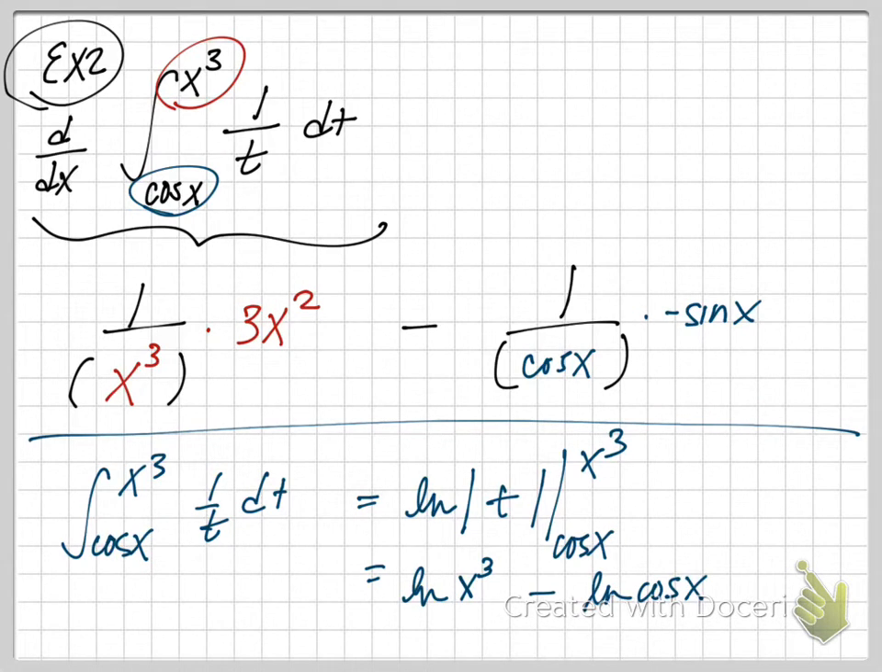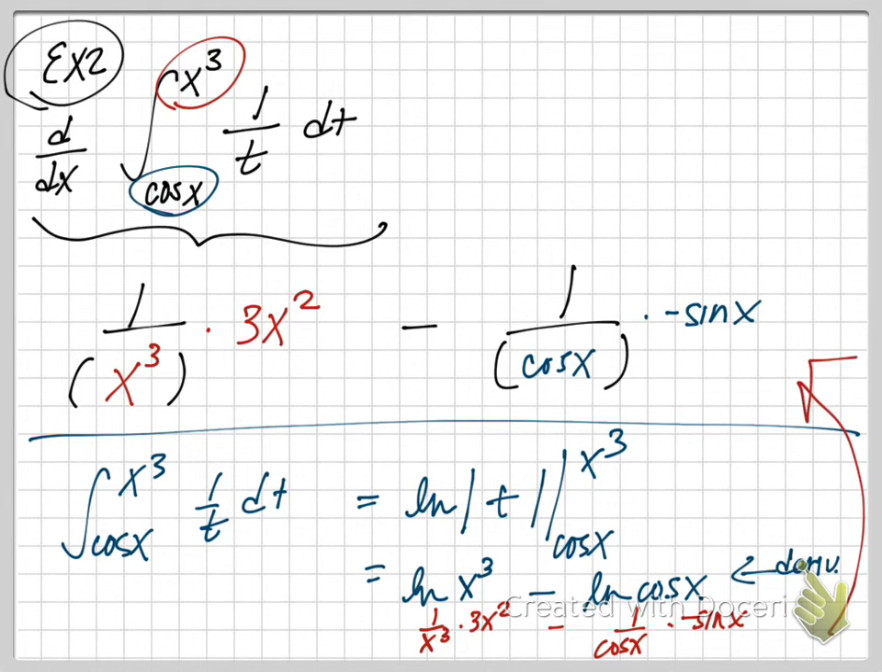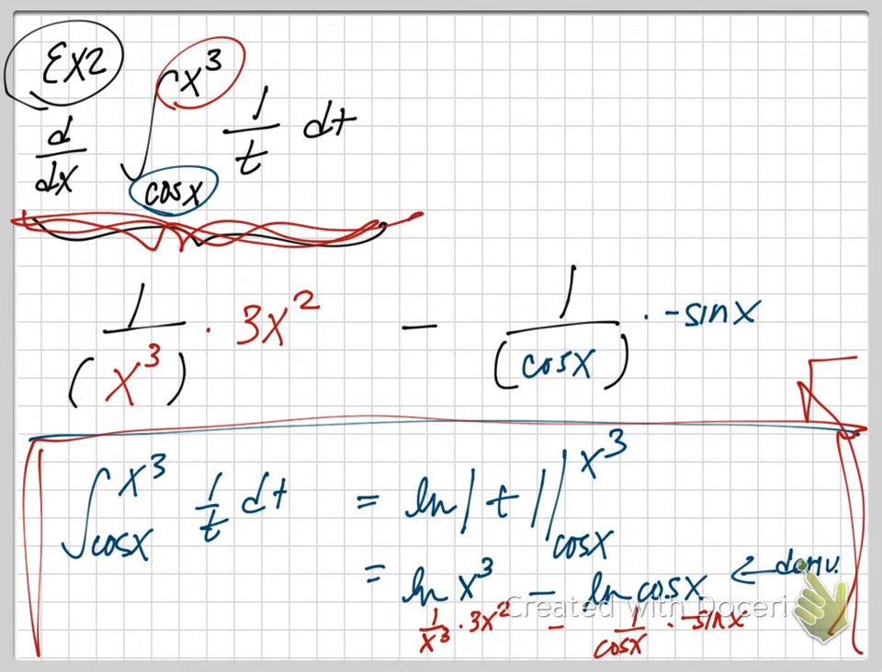And then if I ask you to take the derivative here, right, derivative of that answer, that derivative would turn into 1 over x cubed times 3x squared minus 1 over cosine x times negative sine x, which is exactly what we got here. All right, so this bottom way is the long way, taking the antiderivative, plugging top minus bottom, then taking the derivative, because we're really taking the derivative of the integral here and taking that shortcut.